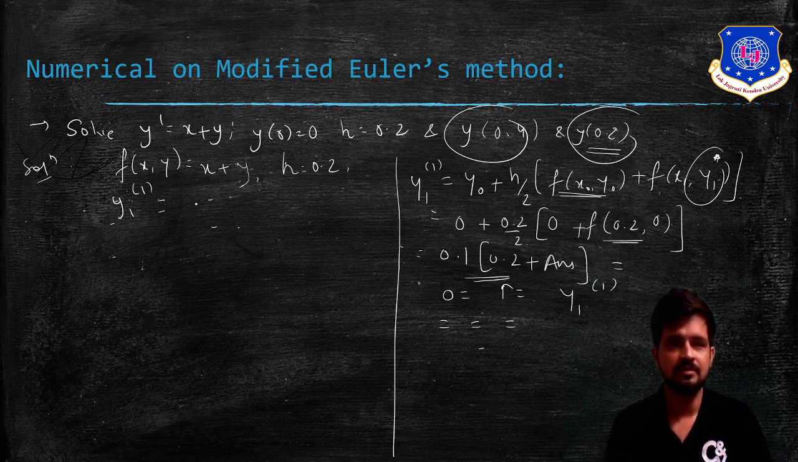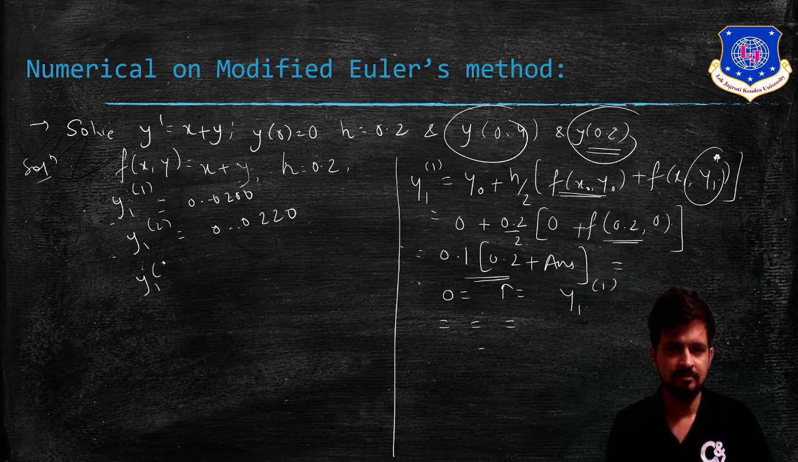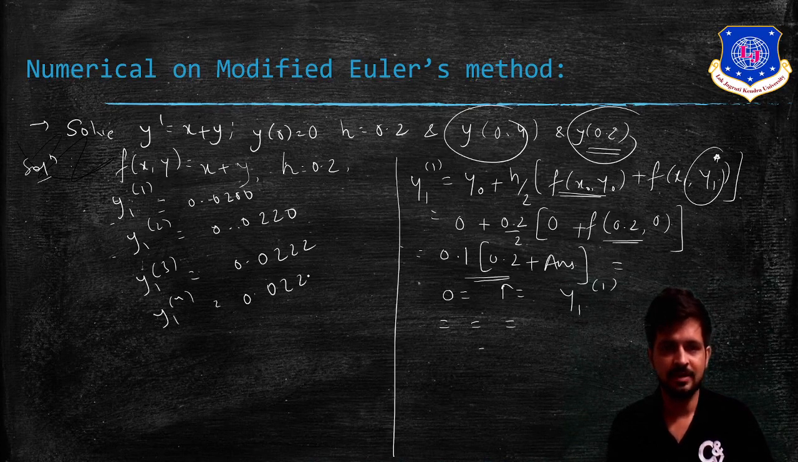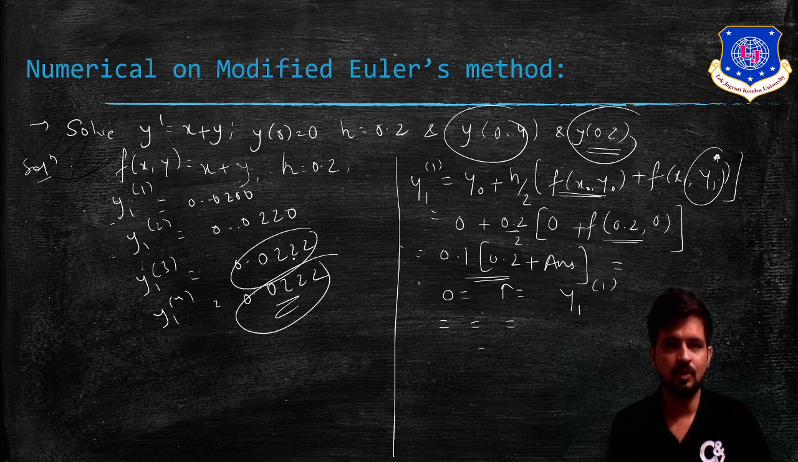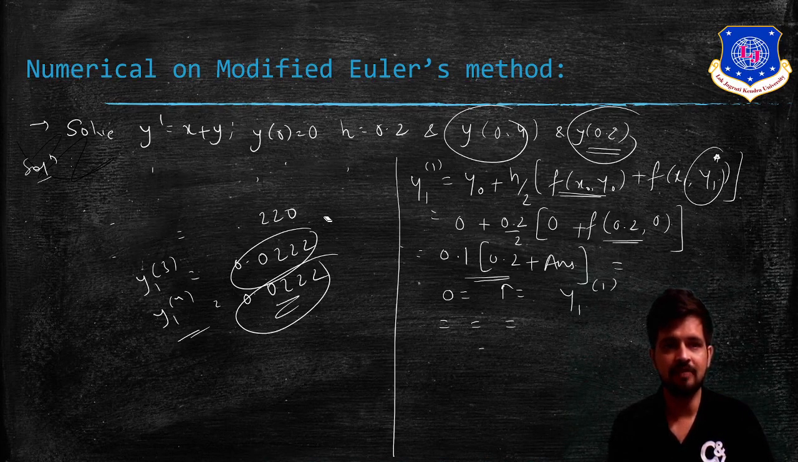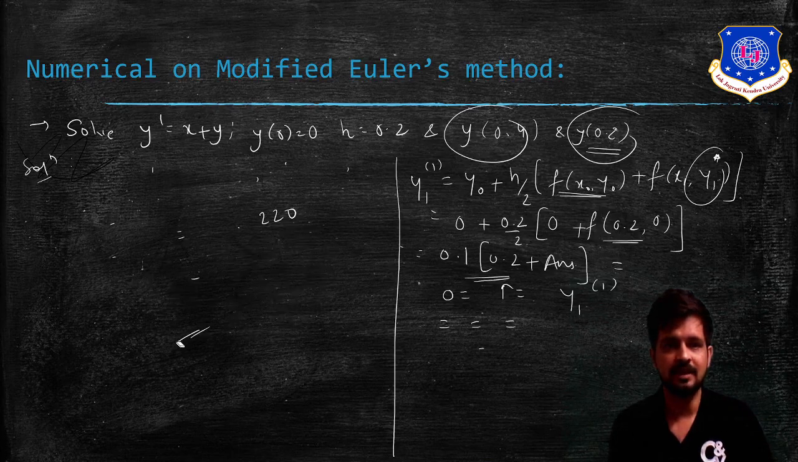See, my y11 will be 0.0200. Then y12 will be 0.0220. Then y13 is 0.0222 and y14 will also be 0.0222. That means what? The two consecutive values are the same, so we can say our y1 is 0.0222. Okay. Now using this x1 and y1, we have to find y2. Okay, this is our final answer for y1.